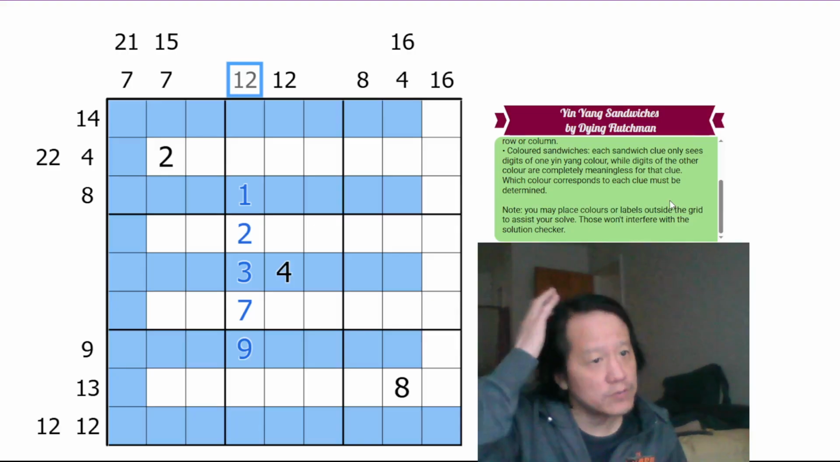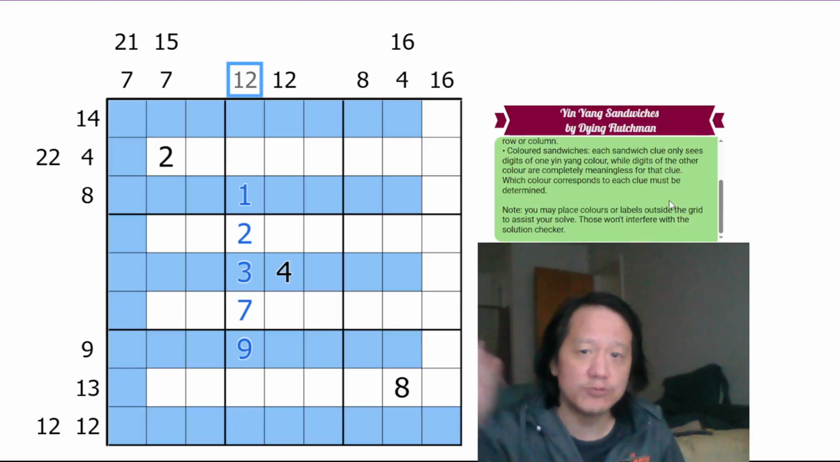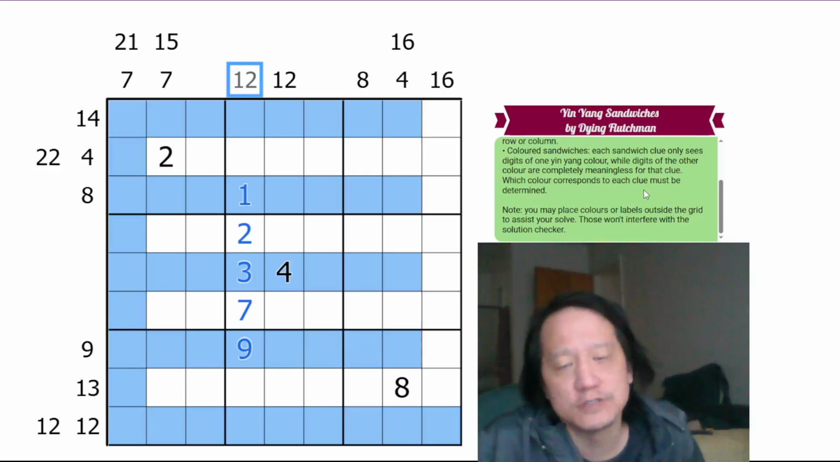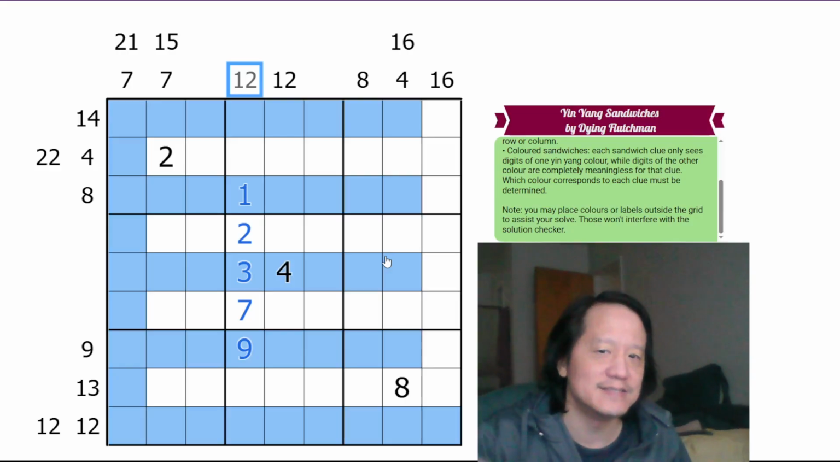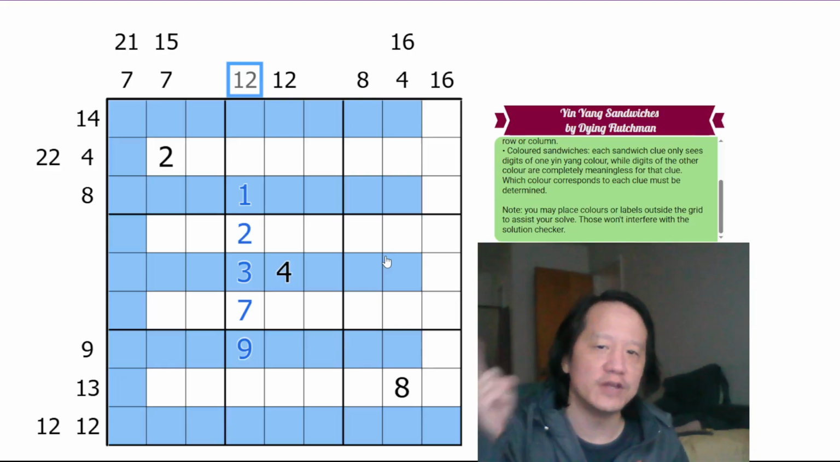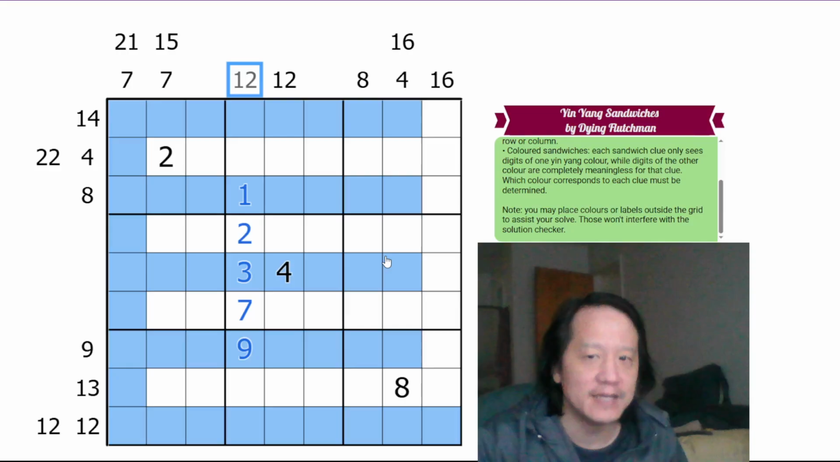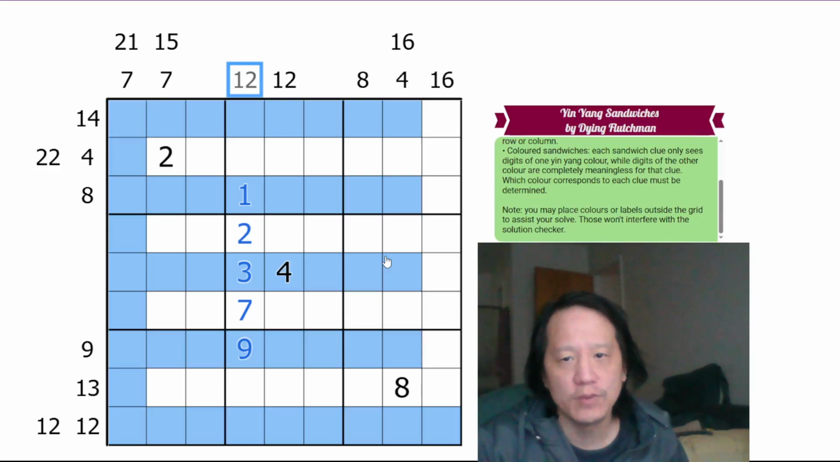Specifically, these sandwiches are going to be colored sandwiches, where each sandwich clue only sees digits of one yin-yang color, while digits of the other color are completely meaningless for that clue. Which color corresponds to each clue must be determined. And note, you may place colors or labels outside the grid to assist your solve. Those won't interfere with the solution checker.